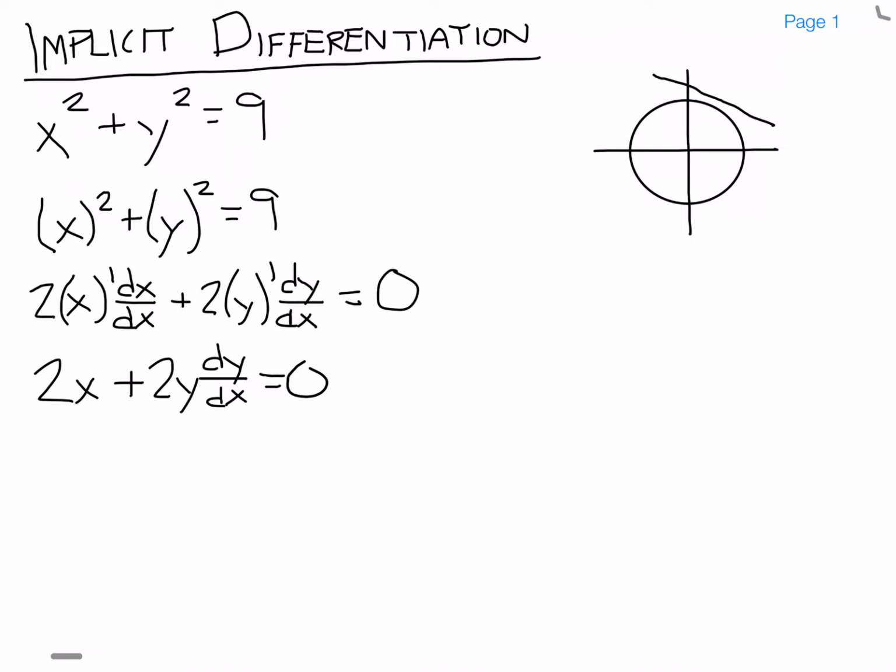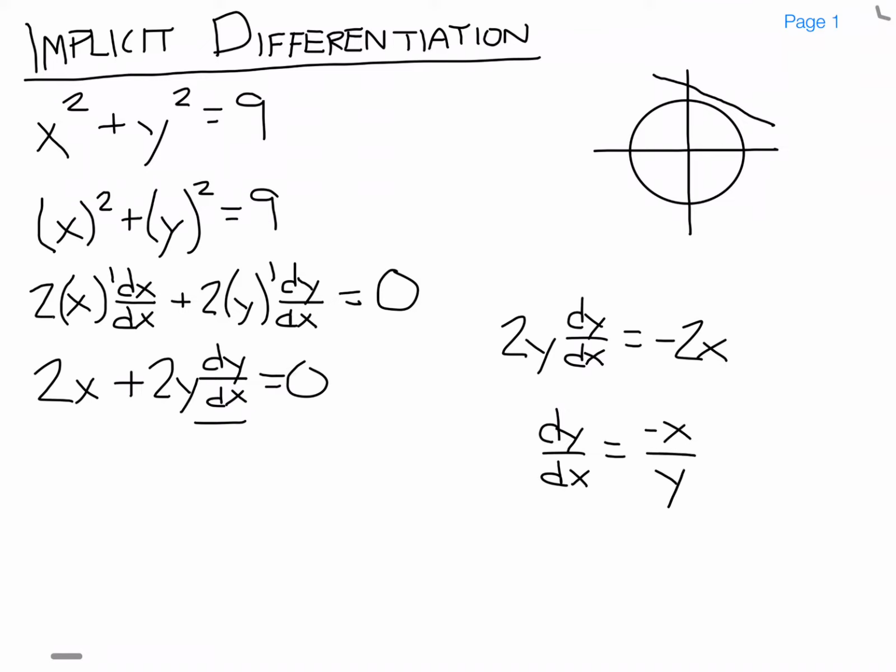Now I've done all the calculus, and it's an algebra problem, and I simply need to get dy/dx by itself. So I'm going to subtract the 2x. I've got 2y dy/dx equals negative 2x, and then I simply need to divide by the 2y. So I get dy/dx equals negative 2x over 2y, which is simply negative x over y because the 2 over 2 simplifies to 1.